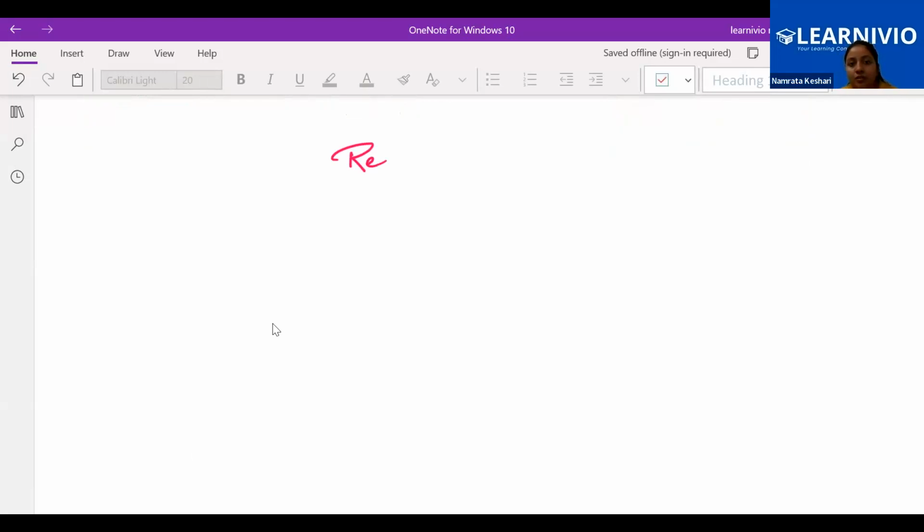We are going to start the discussion from real numbers. When you see this real number, you will understand it's the real number which we were talking about in the previous class also. We have already discussed the rational numbers and the irrational numbers.